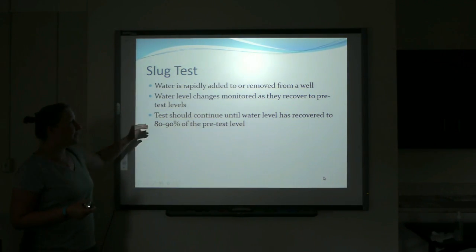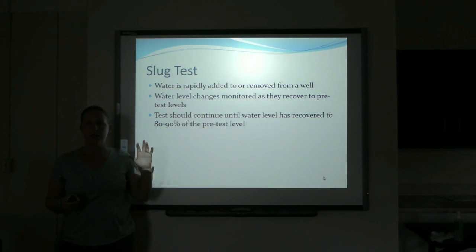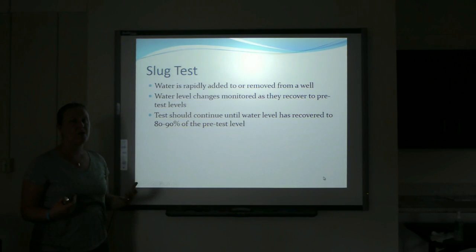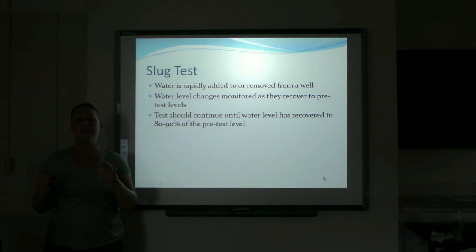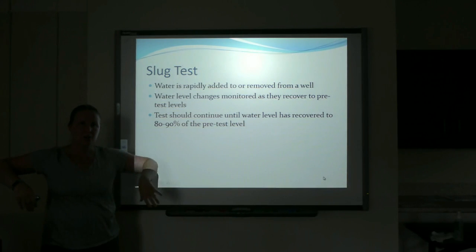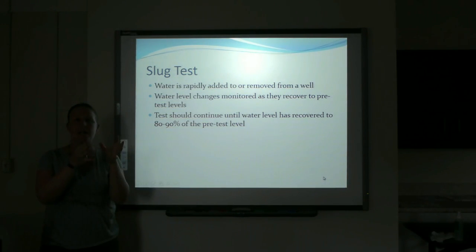Typically this doesn't take too long, but sometimes it does if you have a low hydraulic conductivity. The test should continue until the water is at 80 to 90% of normal, so that it's almost back to normal. So really we want to either add a bunch of water or remove a bunch of water and see how long it takes to get back to normal.